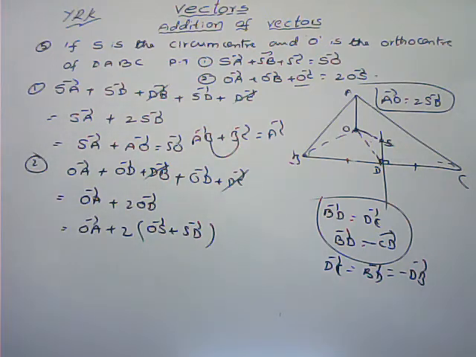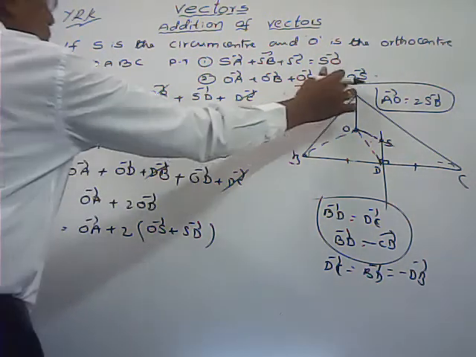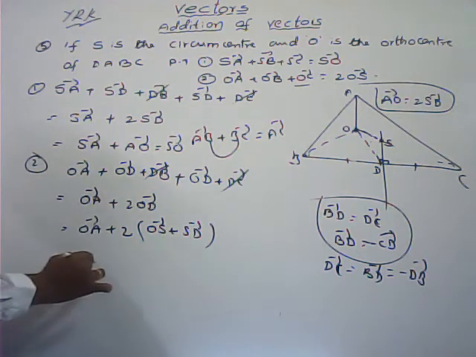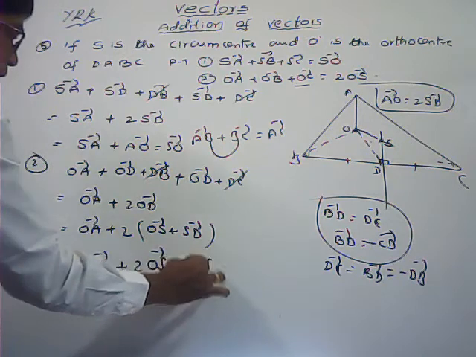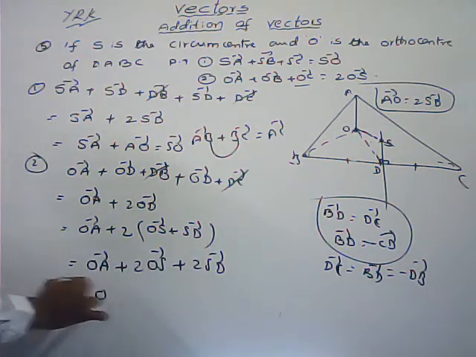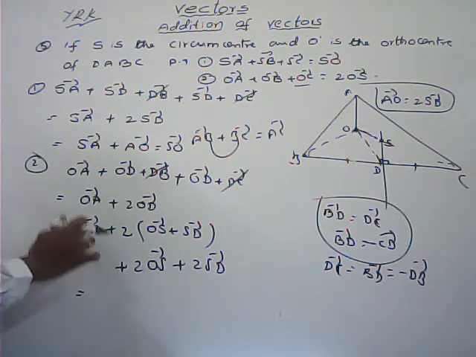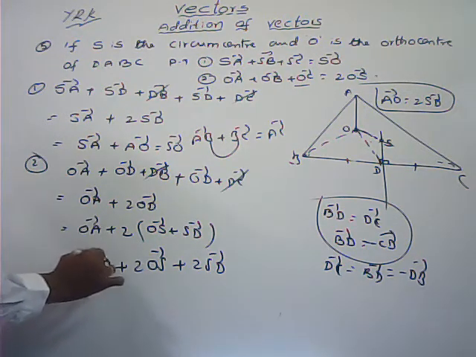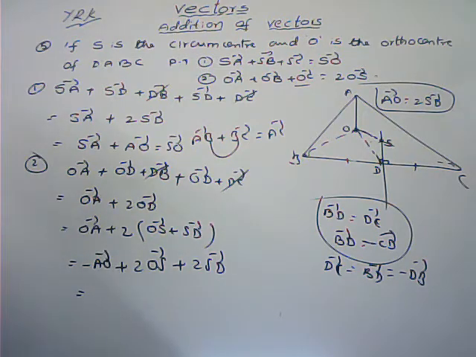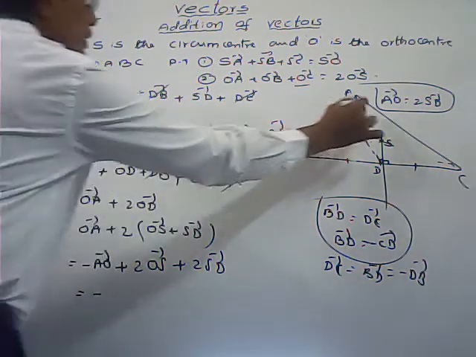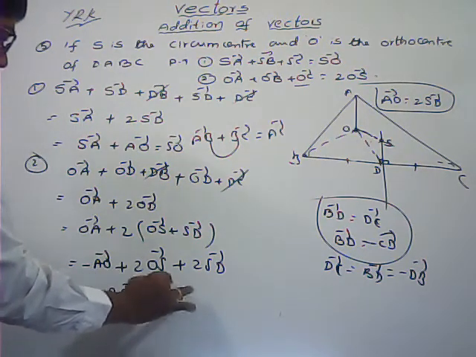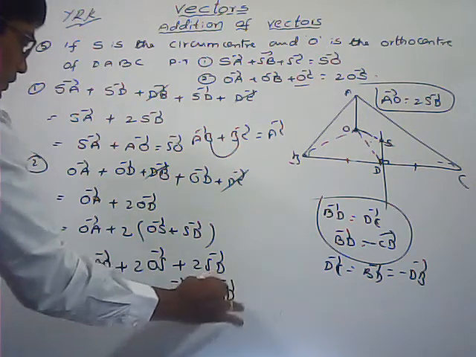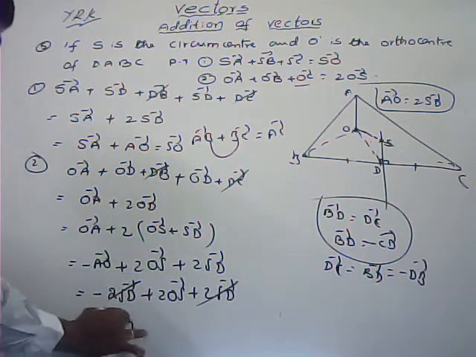Here what is required to prove, that you also have to keep in mind. OS bar we want. So OA bar plus 2 into OS bar plus 2 into SD bar. Here OA bar is the negative vector of AO bar, so we can write minus AO bar, that is equal to 2 SD bar, plus 2 into OS bar, plus 2 into SD bar. These two get cancelled, that is equal to 2 into OS bar.